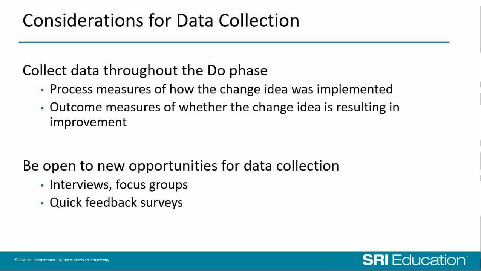For the second area of work in the do phase, data collection, you want to make sure you are collecting data throughout the do phase in alignment with your measurement plan. Your measurement plan should include two types of measures. First, it should include process measures of how the change idea was implemented. Second, it should include outcome measures of whether the change idea is resulting in improvement. Remember, your outcome measures should be well aligned to your predictions, so in the study phase, you and the improvement team can assess whether or not your predictions were met.